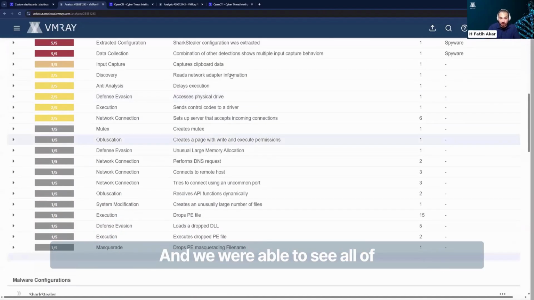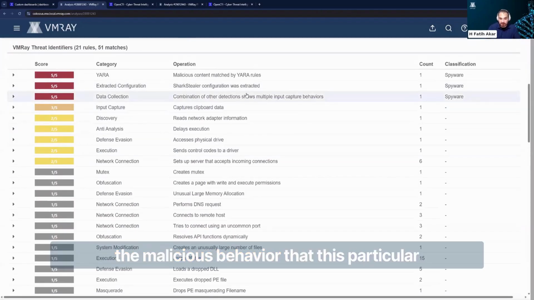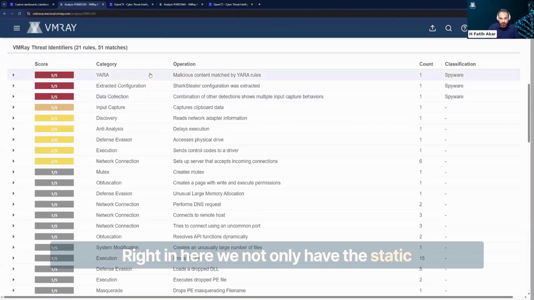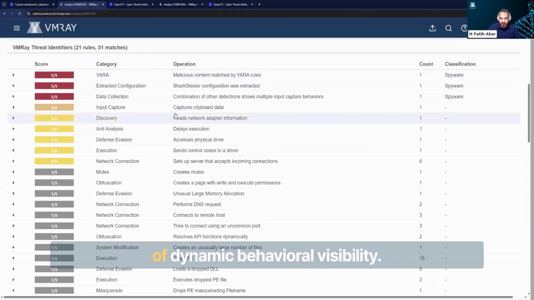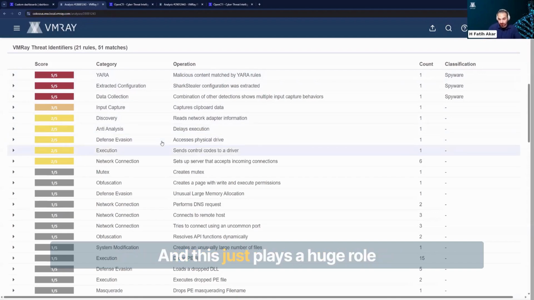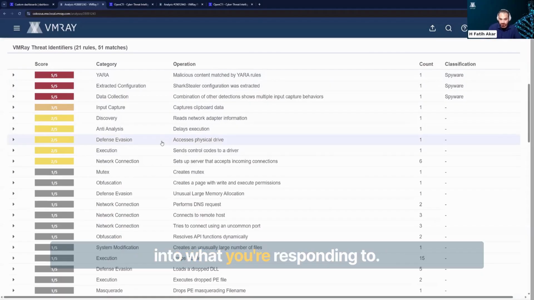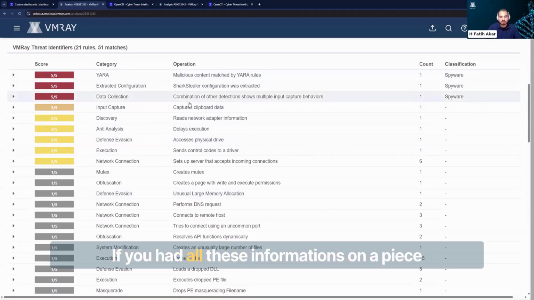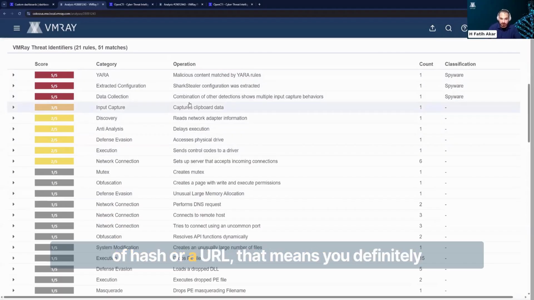And we were able to see all of the malicious behavior that this particular sample is trying to achieve, right? In here, we not only have the static rules that are matched on the sample, probably coming with YARA and reputation, but we also have a lot of dynamic behavioral visibility. And this just plays a huge role in what you're responding to. If you had all of this information on a hash or a URL, that means you definitely are dealing with something that is really malicious, and you're not leaving your fate to the vendor and trusting them saying it's malicious without even knowing what the reason is behind it.